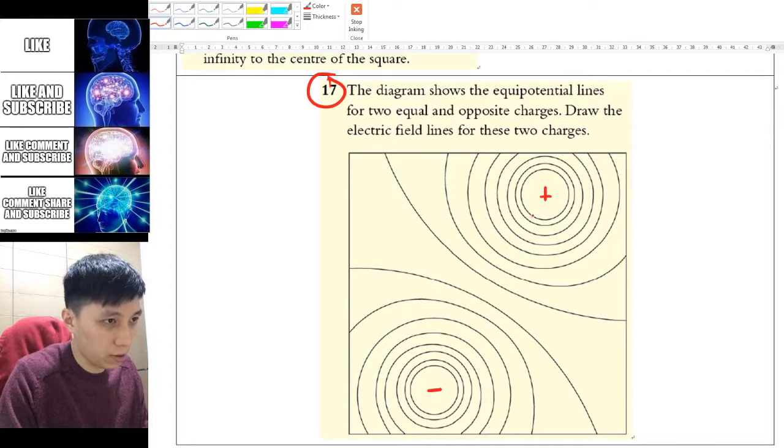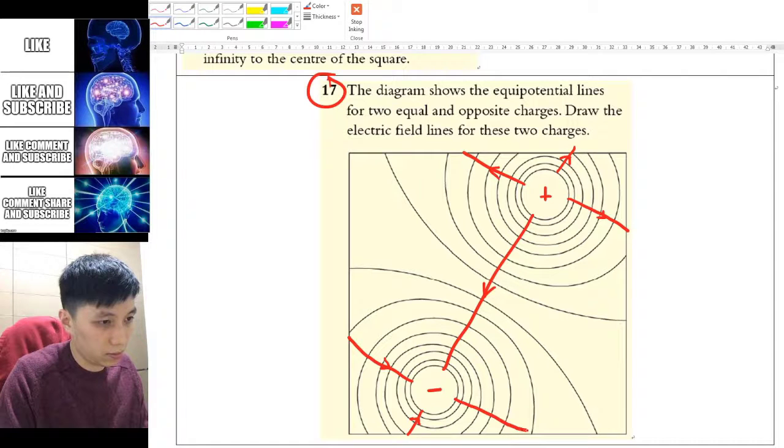So I will obviously draw this one first. Okay, so from positive to negative. And then I will also draw this one. So from the positive charge, it will go outward. From the negative charge, it will go inward. Yeah, something like this.